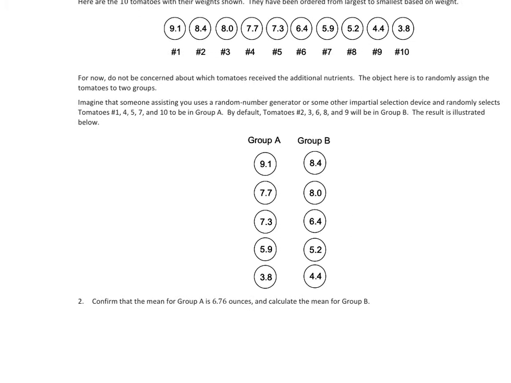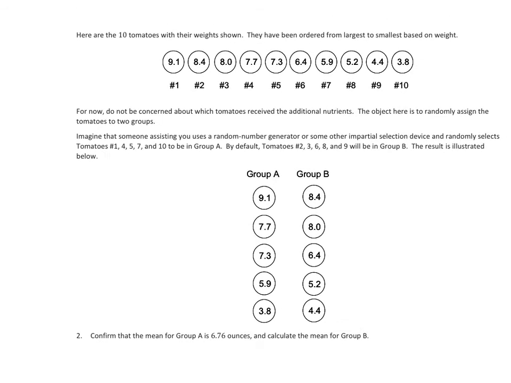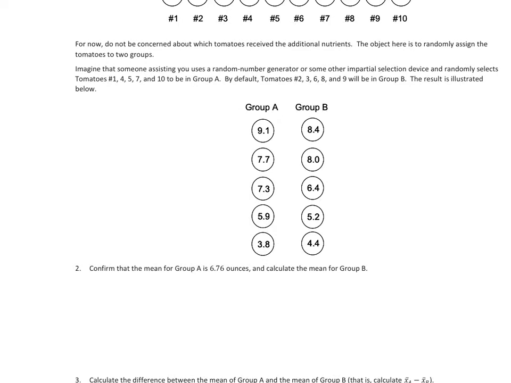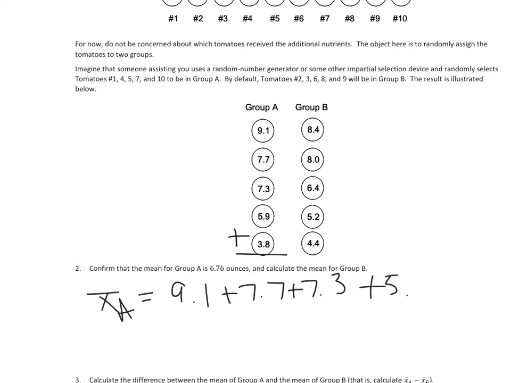So in this scenario, picture the circles as tomatoes. Imagine that someone is assisting you using a random number generator and randomly puts these tomatoes into 2 different groups. So this is group A right here, and this is group B. It says confirm that the mean is 6.76 ounces. All you're going to do is add these all up and then divide that sum by 5. So when you add up 9.1 plus 7.7 plus 7.3 plus 5.9 plus 3.8 and divide that by 5, yep, you do get 6.76.